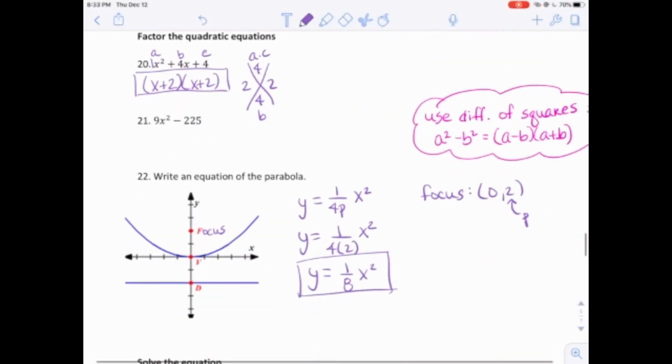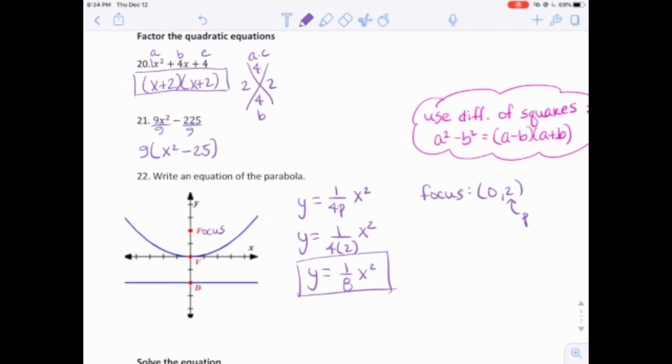The second one, the first thing that I notice is that we can take out a greatest common factor because 9 goes into 225. So we can pull that 9 out to the front and say what we have left. Remember, that's like dividing everything by 9. So if we divide 9 by 9, we get 1, and so we're left with x squared. 225 divided by 9 is 25.